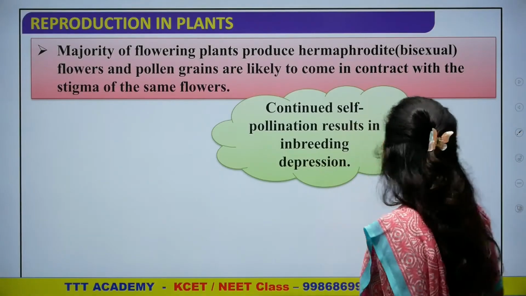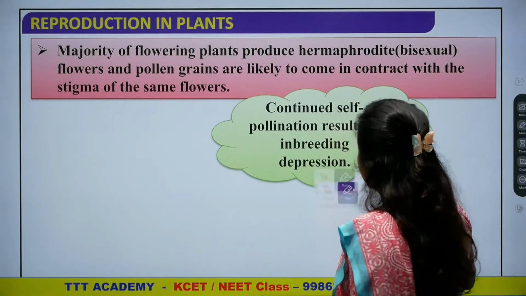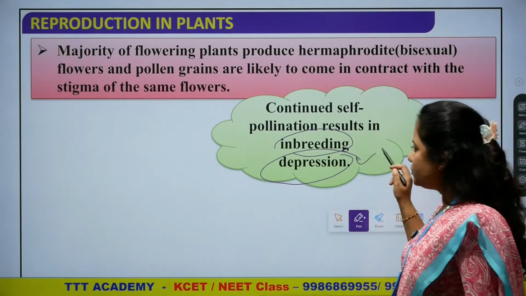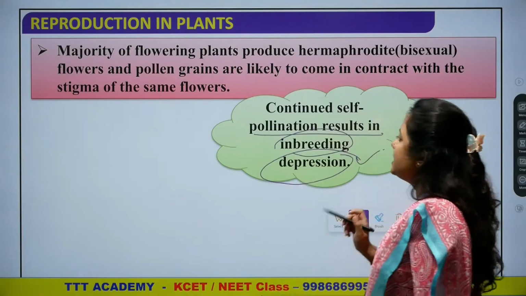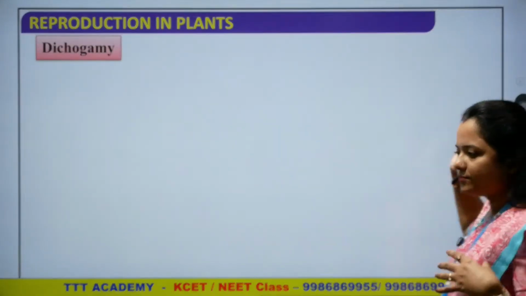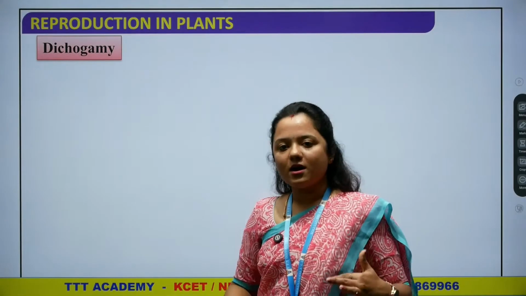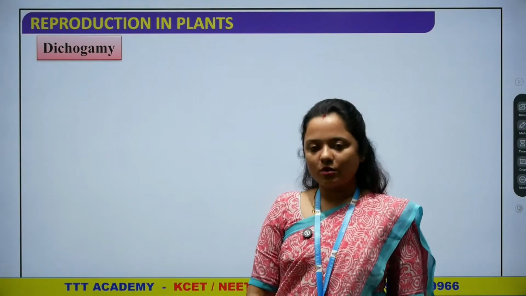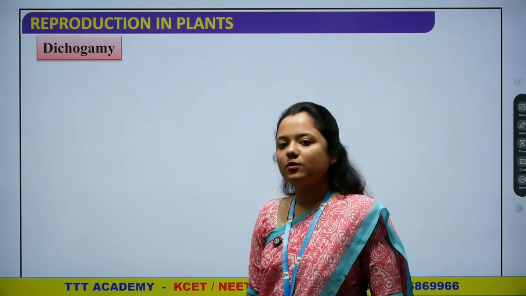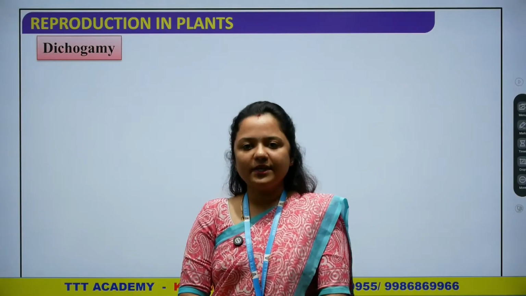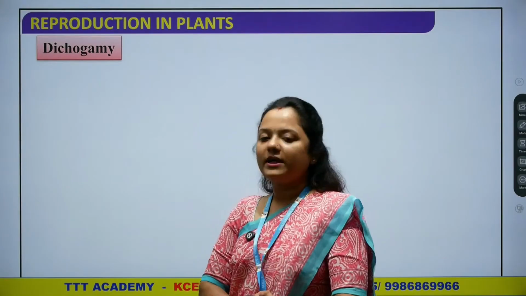Okay, what is it called? Inbreeding depression. Inbreeding depression is caused when there is continued self-pollination in the plants. That also is one of the reasons to overcome self-pollination and to increase the chances of, or to encourage, cross-pollination. Now we will study how differently these plants are adapted for encouraging cross-pollination.